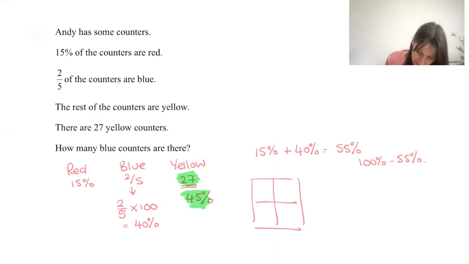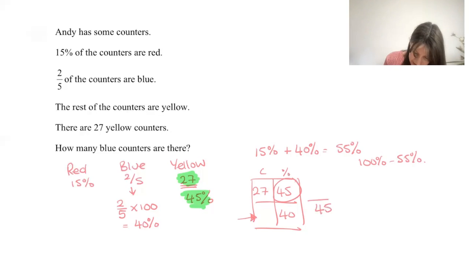So I know that there are 27 counters in 45% of what's there. I want to actually work out the blue. The blue is 40%. So if I put 40 in my percent column, then this missing box here will be the number of counters that 40% give. So I'm going to set this up. This is the trap number. It's the number that can't slide anywhere within the grid.